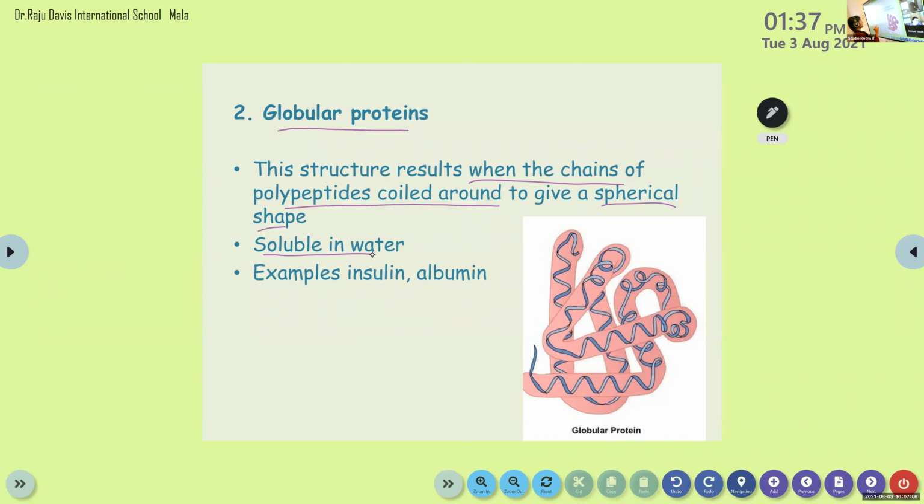The examples are insulin, albumin, etc. These are the examples for globular proteins: insulin, then albumin, etc.